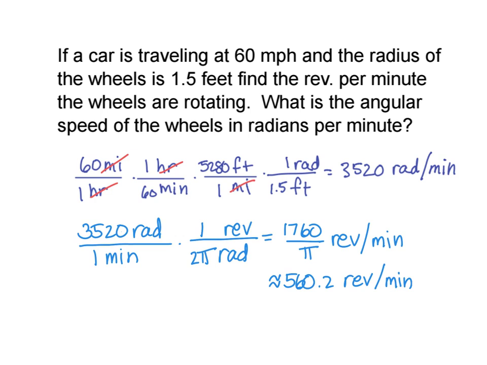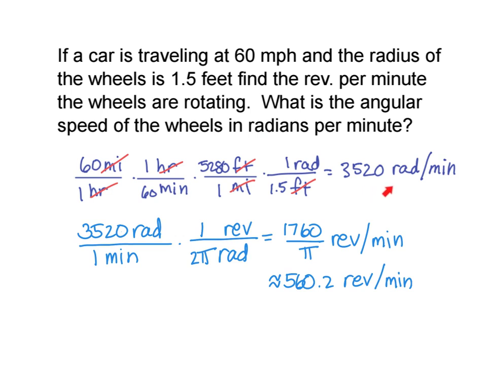Now I want radians per minute. So in 1 radian, my feet go on the bottom to get the feet to cancel. In 1 radian, I have 1 radius of arc length, or 1.5 feet. So the feet now will cancel, and when you multiply across, you get radians per minute. Now that's my angular velocity in radians per minute.